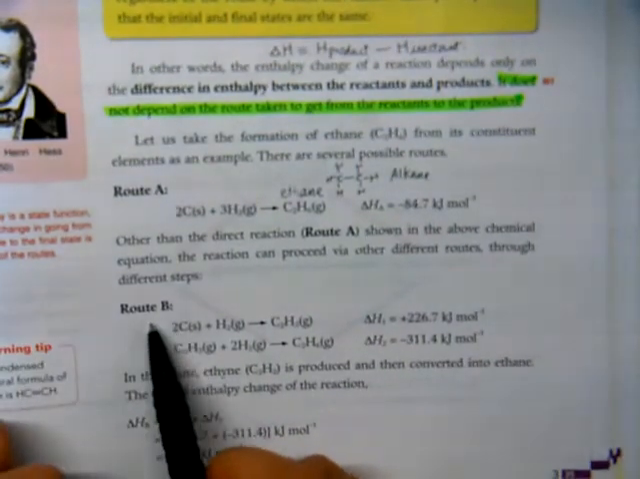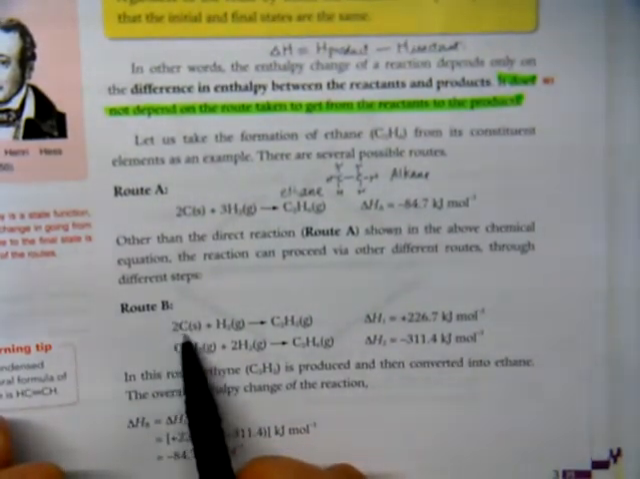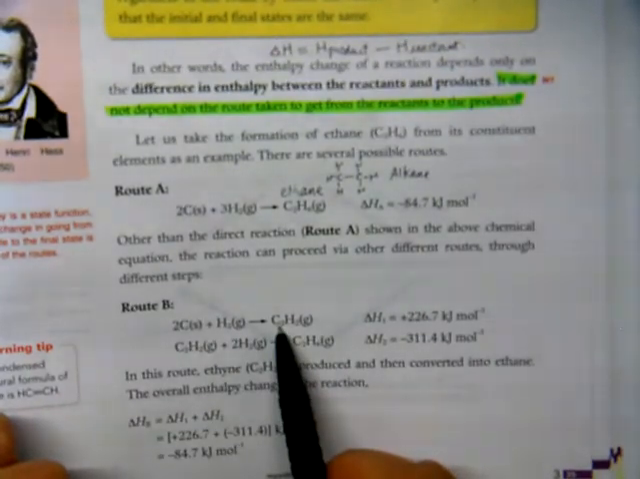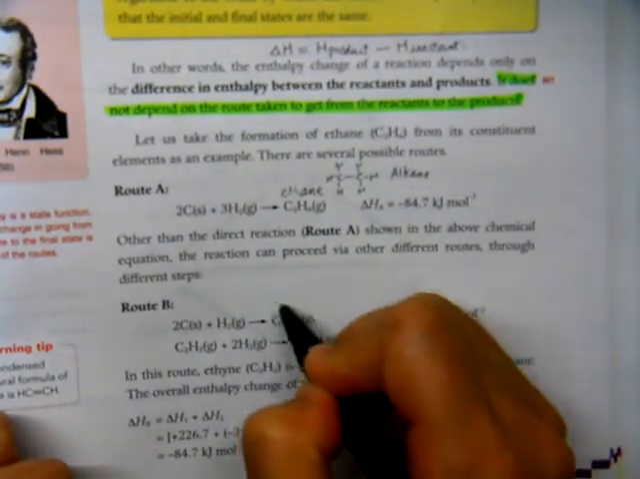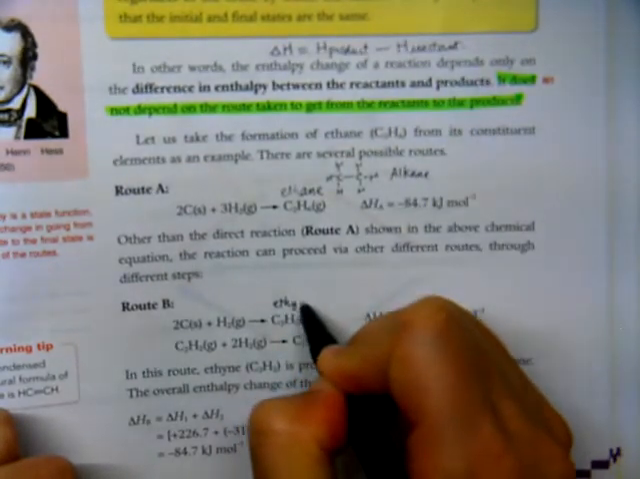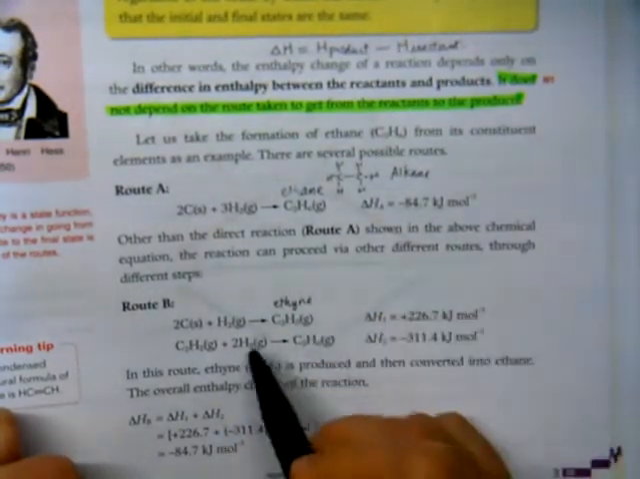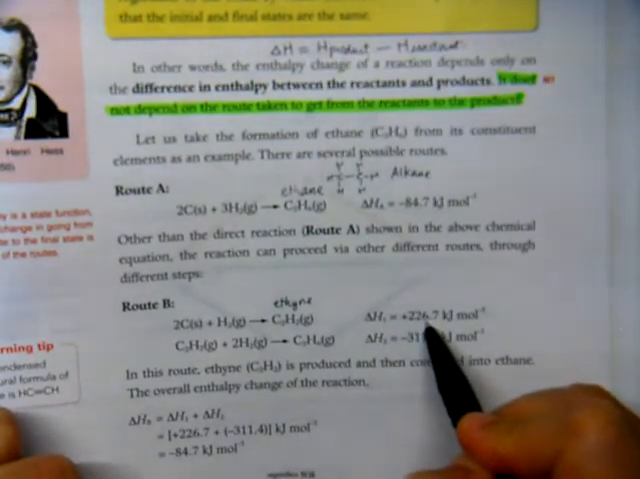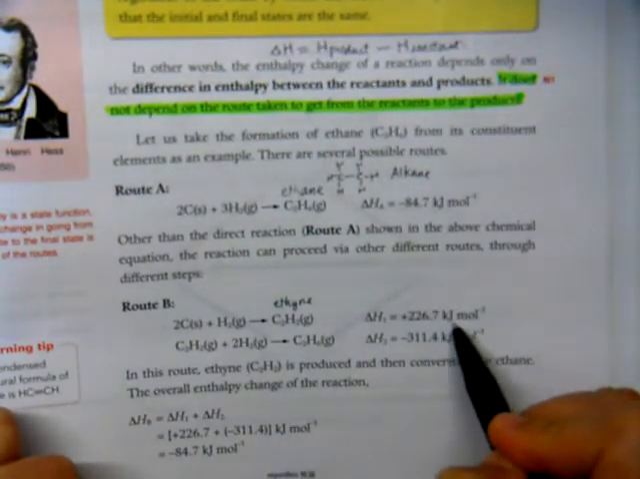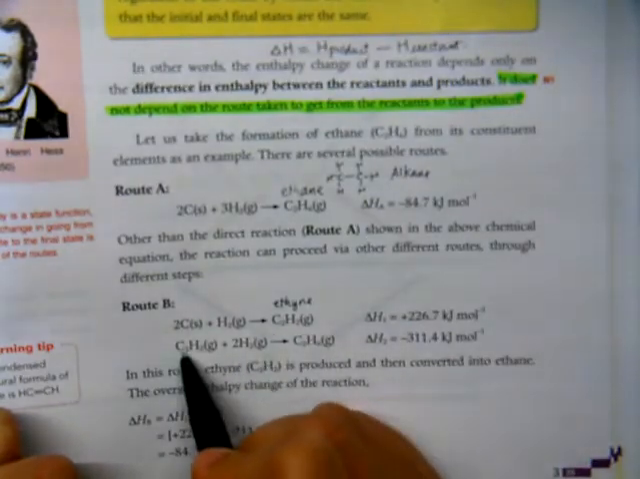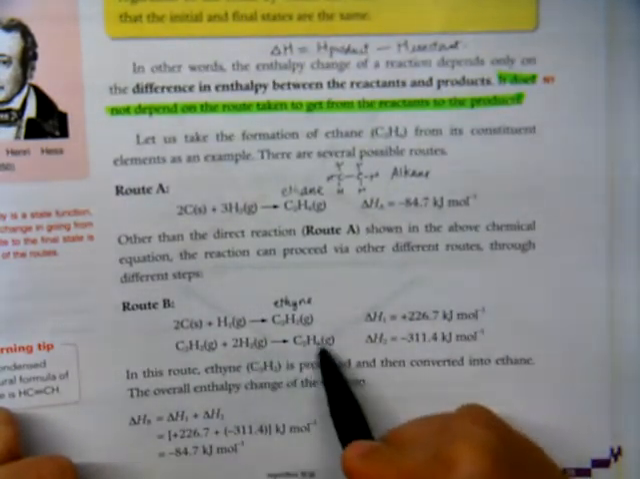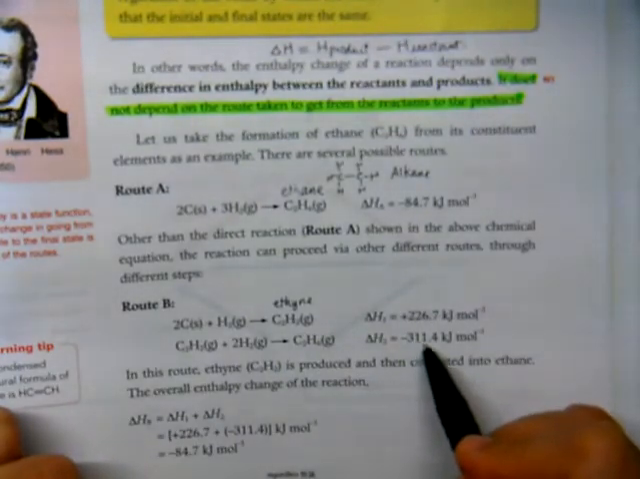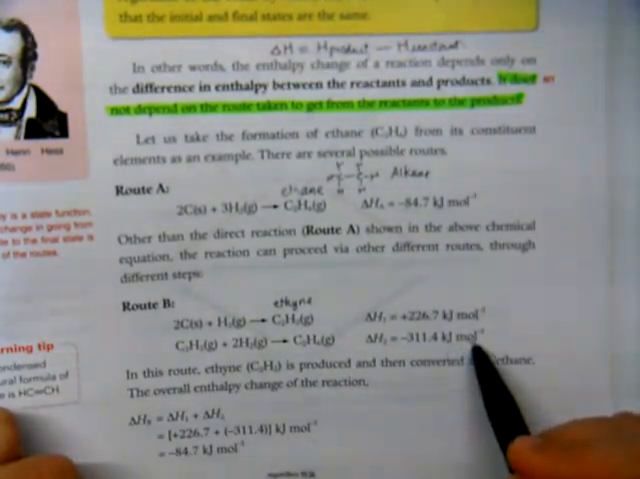Imagine there is another route, route B. Carbon reacts with hydrogen, first of all, to form C2H2 with the name ethyne. You haven't learned about this term before, okay? With delta H1 equal to 226.7 kJ per mole. Next, ethyne reacts with hydrogen to form ethane with negative 311.4 kJ per mole.